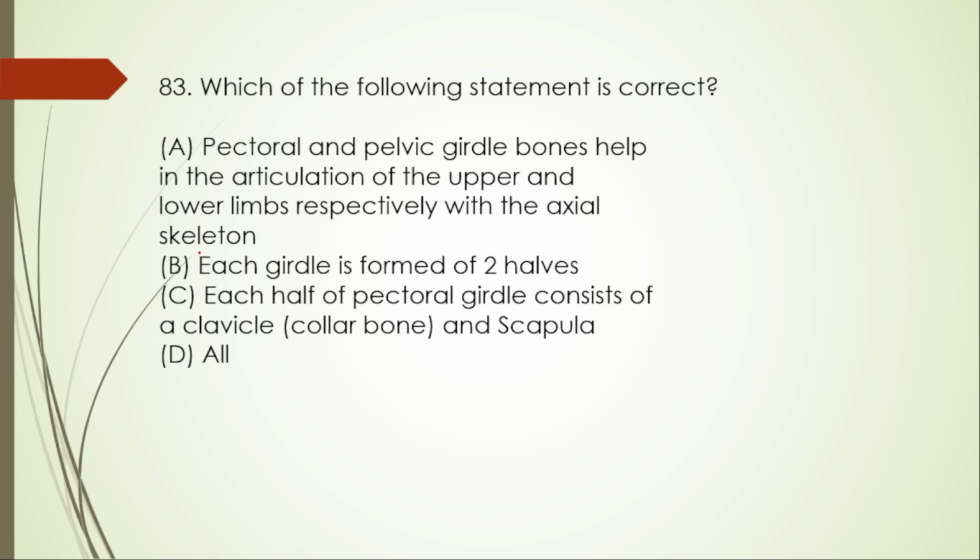Next, 83rd one. Which one of the following statements is correct? Pectoral and pelvic girdle bones help in the articulation of the upper and then lower limbs respectively with the axial skeleton, right? Each girdle is formed of two halves. Yes, left and then right one. Each half of the pectoral girdle consists of a clavicle, that is collarbone, and scapula. Yes, this one is also right. So all of them are correct. Right option here is D.